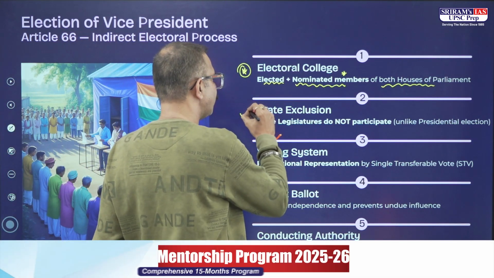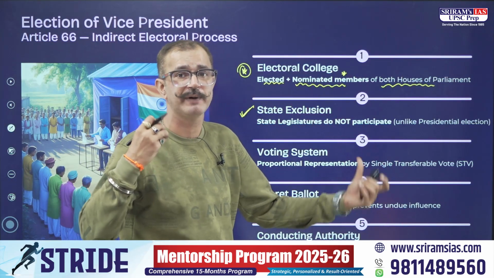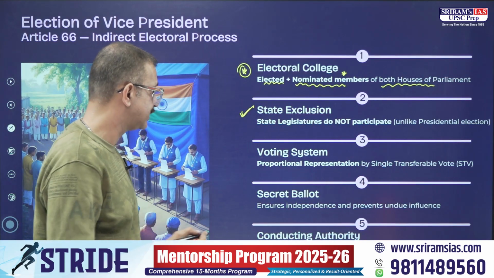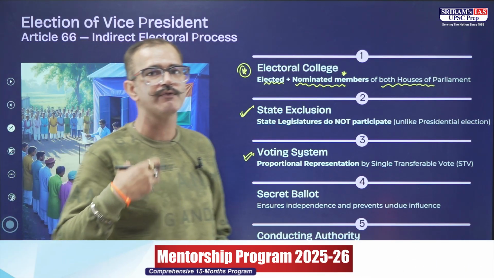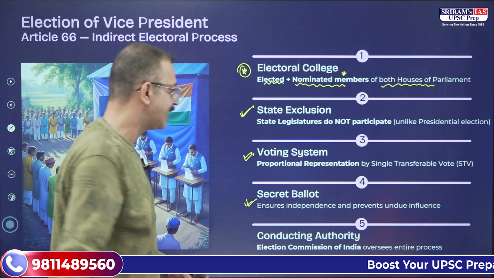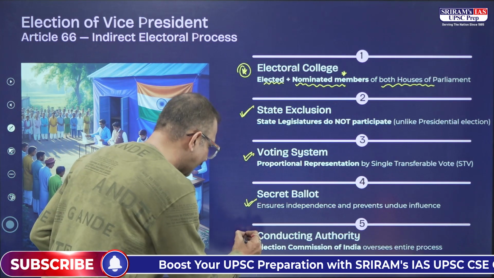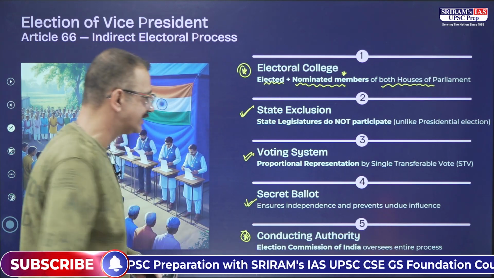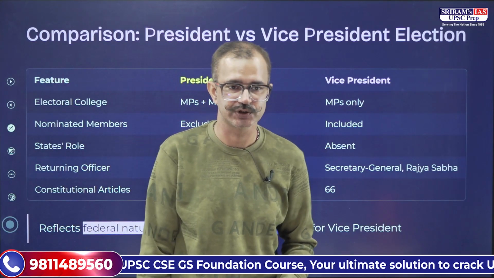Along with this, when we talk about the state legislature, they are excluded, or they do not participate in the election of the Vice President of India. The voting system is the same, proportional representation by means of single transferable vote, and there is a secret ballot that is used that ensures independence and prevents the undue influence as well. And the conducting authority is the same, that is the Election Commission of India that oversees the election of the Vice President of India.